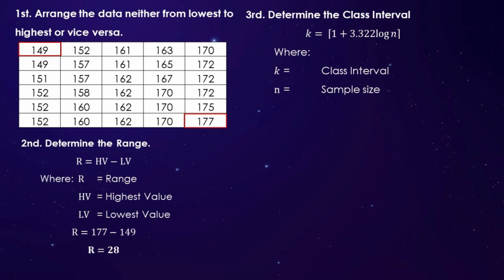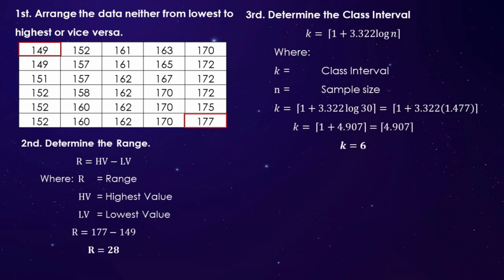To determine the number of classes, k, we use Sturges' formula, which is k equals 1 plus 3.322 times log n. In this formula, n represents the total number of data points, and we use the logarithm of n to help calculate the number of classes needed. Let's apply this to our dataset. If we have 30 data points, we first take the log of 30, which is approximately 1.477. Now, plugging this into the formula, we get k equals 1 plus 3.322 times 1.477, which is equal to 5.907. We round up to the nearest whole number, so the number of classes is 6.